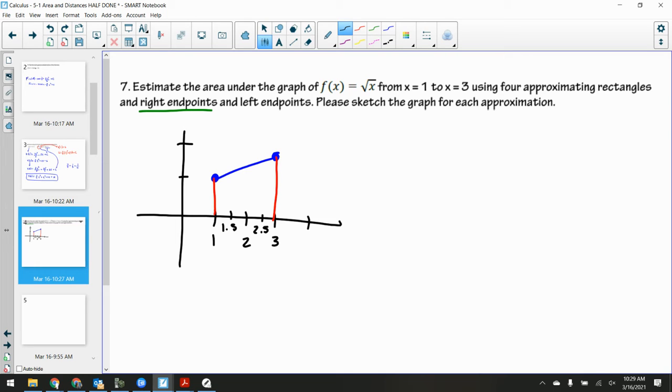4. Okay, 4. Which makes sense. I'm going to cut it into halves here. I'm going from 1 to 3. And I could find that exactly.